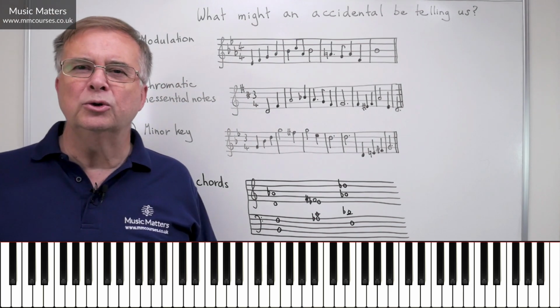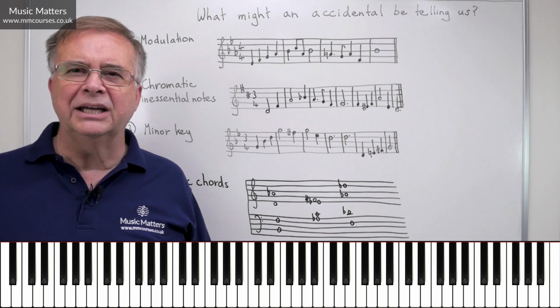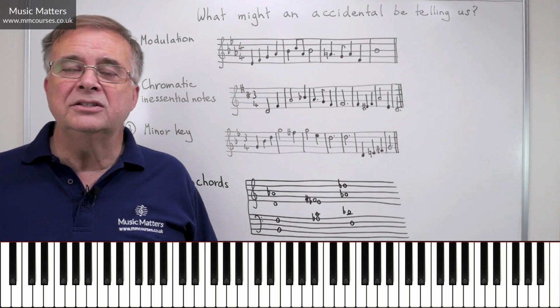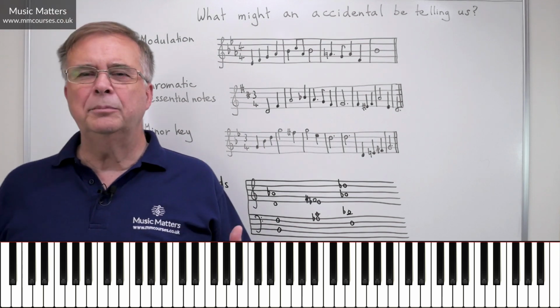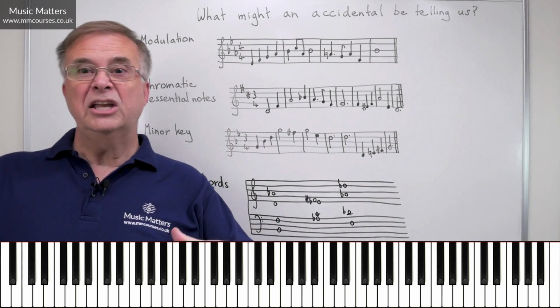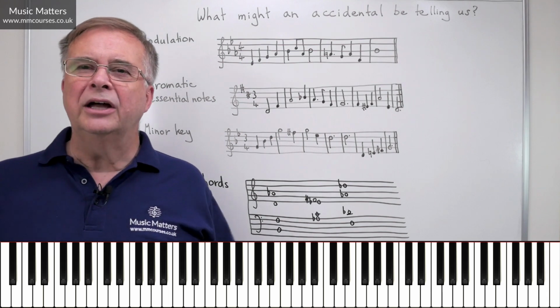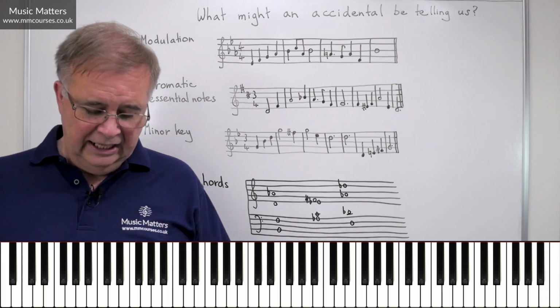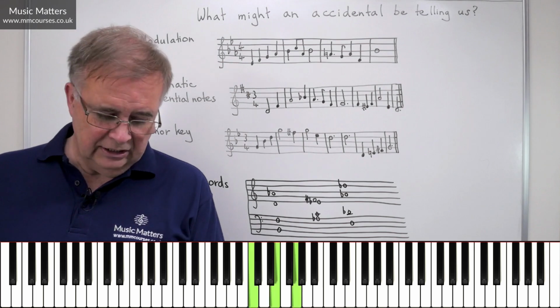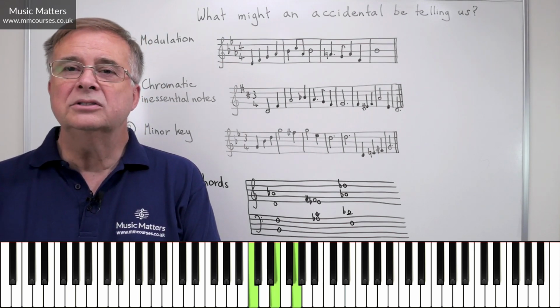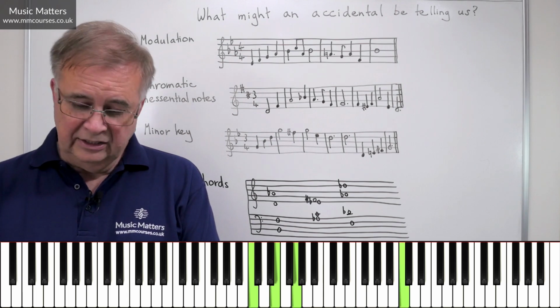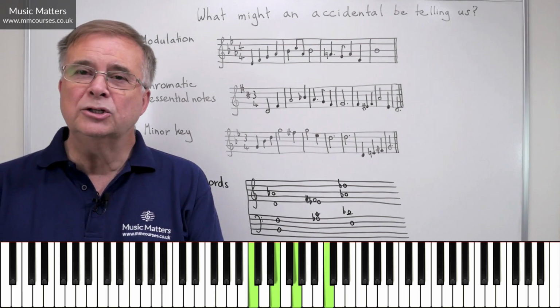Chromatic inessential notes. My goodness, that sounds a bit complicated. Well, we've got various kinds of things that we call inessential notes. Inessential notes, well, if you think about it, it means they're not essential. So essential notes are notes that belong to the chord. So if I put down a chord of C major, C, E, G, and I have a tune that uses those notes in any order I like, then that's fine. These are all essential notes.